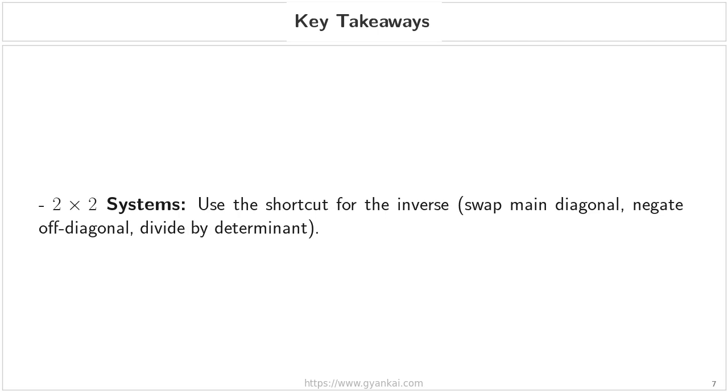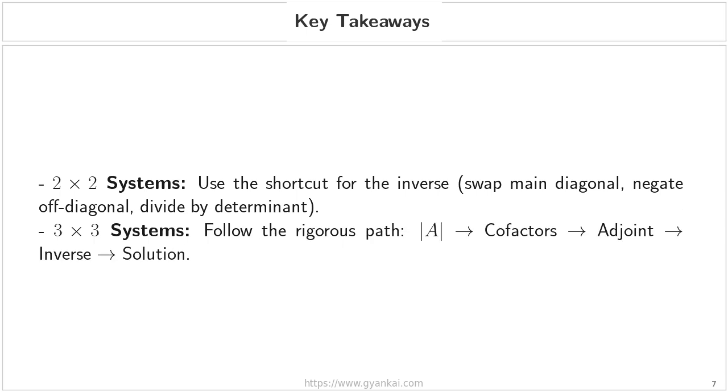Key takeaways. To wrap up our session today, let's review the key takeaways to ensure you have a solid grasp of these methods before you move on to your practice problems. First, regarding 2x2 systems, remember that you don't need the long, complex process we used for larger matrices. You can use that handy shortcut for finding the inverse. Simply swap the elements on the main diagonal, change the signs of the off-diagonal elements, and then divide the entire matrix by the determinant. Second, when you are dealing with 3x3 systems, there is no shortcut.